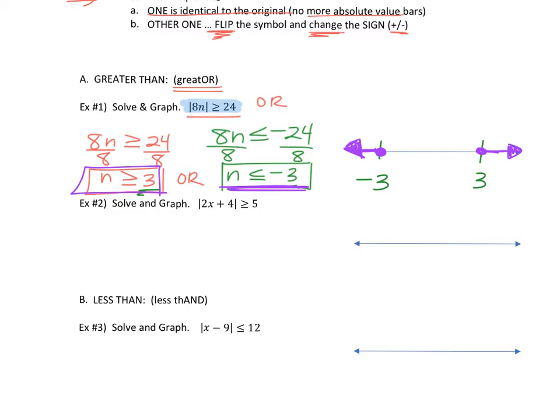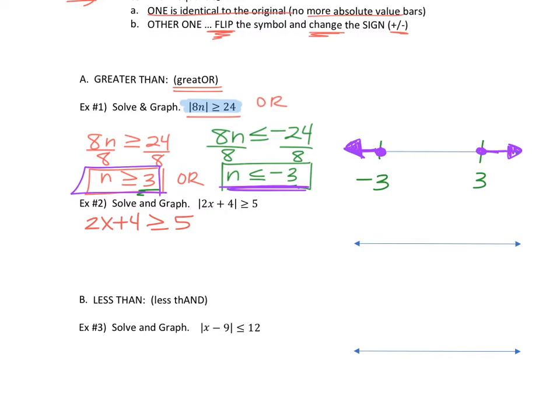Okay, let's do another one. Step 1, you need to isolate. Okay. So step 2 is to do what? Two inequalities. Remember, you will always get two answers. Always. Okay. Two answers. So what are my two inequalities going to look like? What's my first one? Right, so your first one is exactly how you see it. You just take the absolute value bars away, okay?